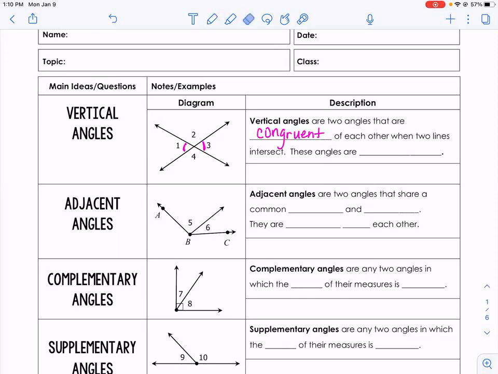Yeah. Oh, that's not where I put that. Congruent. I'm sorry. I'm just so excited. I put it in the wrong spot.